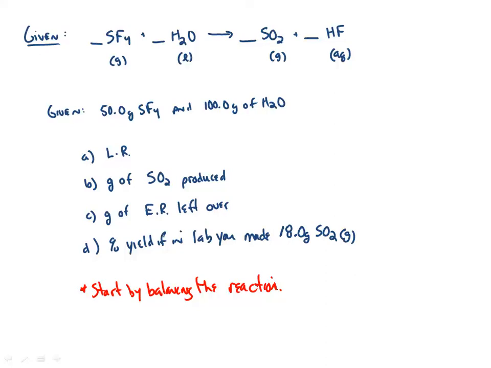So I've got 1 sulfur and 1 sulfur, so I'm going to put a 1 here. I've got 4 fluorines, so that means I need a 4 in front of HF. And then if I look at the hydrogens, if I've got 4 hydrogens, I have to have 2 waters. And then that gives me 2 oxygens and 2 oxygens. So it looks like 1, 2, 1, 4 balances this reaction.